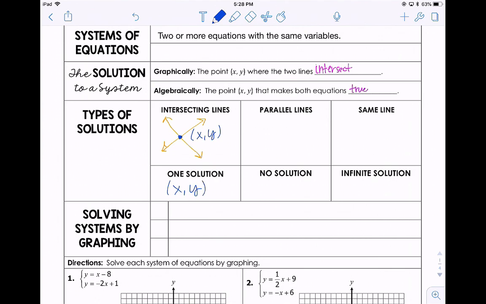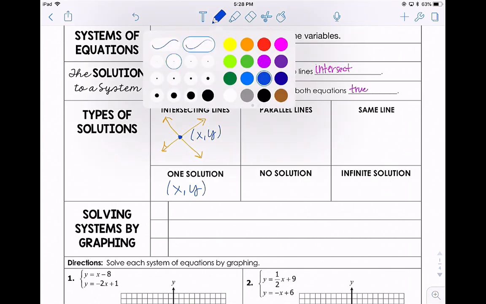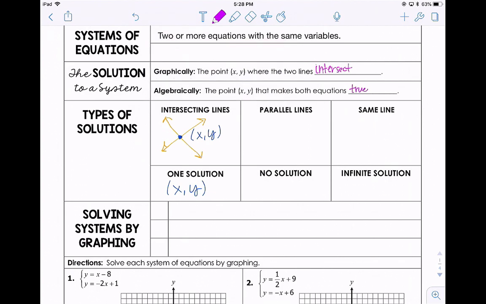All right, parallel lines. So I'm going to draw an example of parallel lines. So let's say here's a line, and I have a line parallel to it. We'll pretend that those are good. Parallel lines aren't ever going to intersect. So if it's where the two lines intersect and they don't ever intersect, then there is no solution. So the symbol for no solution looks like a zero with a slash through it.